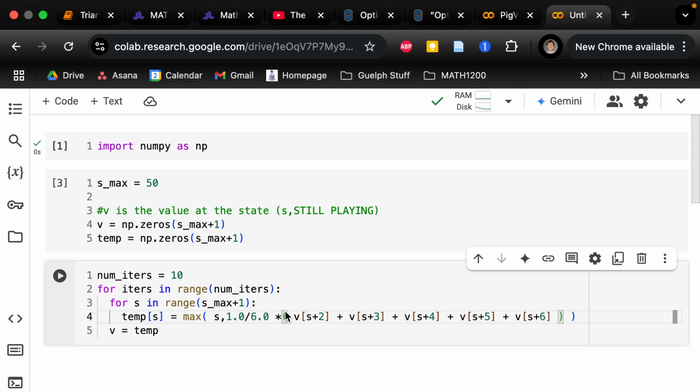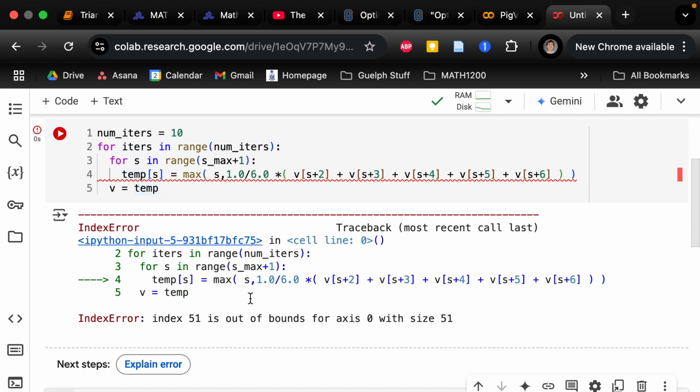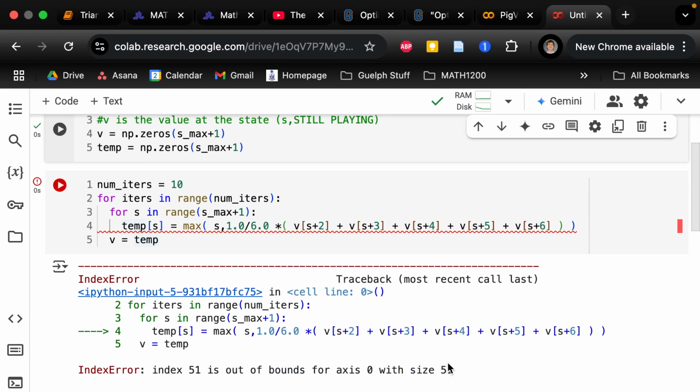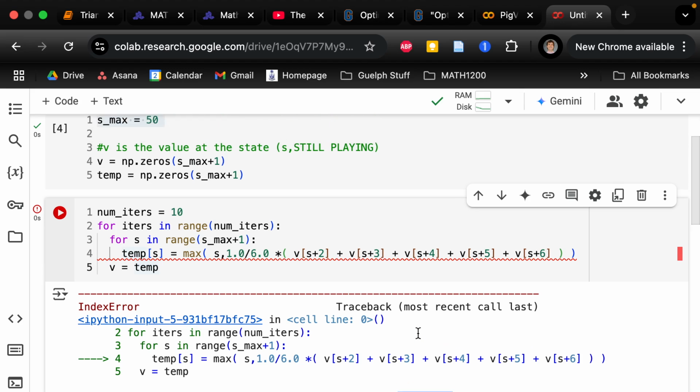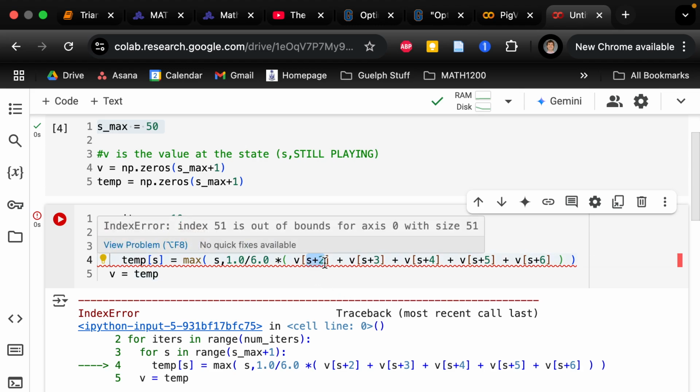If I run this right now, it does kind of what we want, but Google will yell at me and say, index error: index 51 is out of bounds for axis 0 with size 51. That's because, remember, I made s max 50, which is size 51. So 0 to 50 is size 51. At some point s was equal to 50, and then you have 50 plus 2, 52, not allowed. And we said that when that happens, we always truncate back.